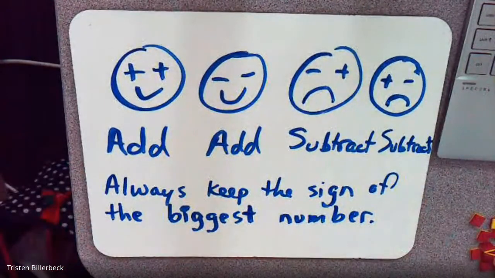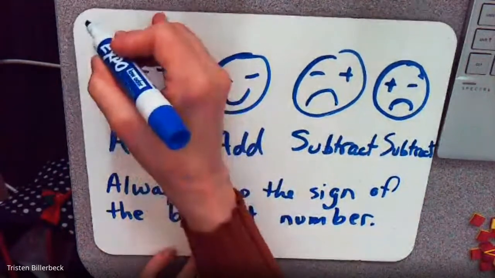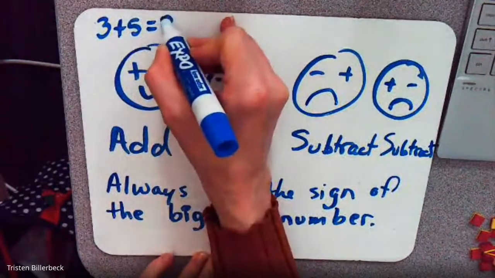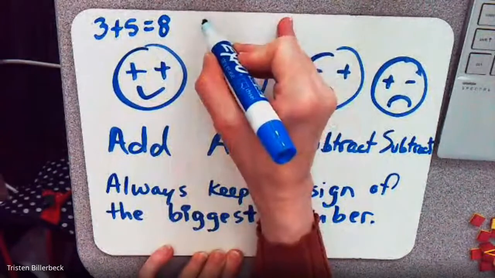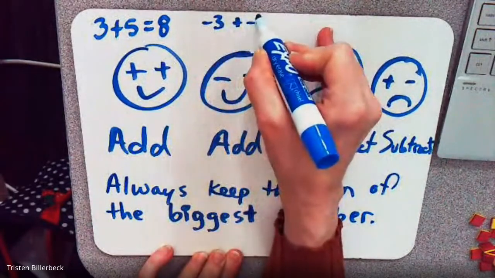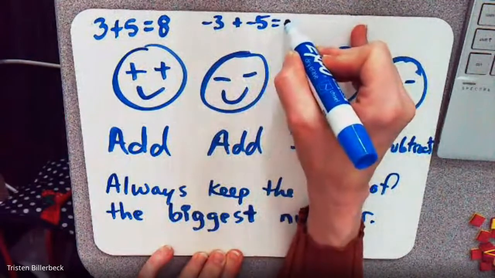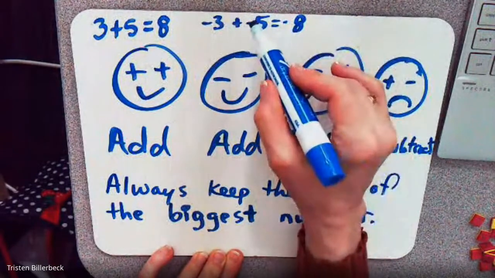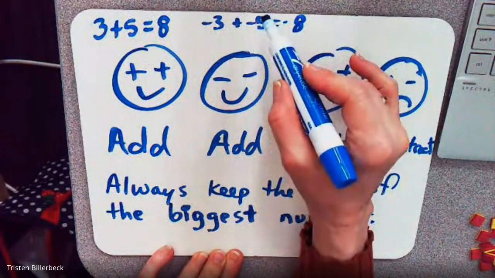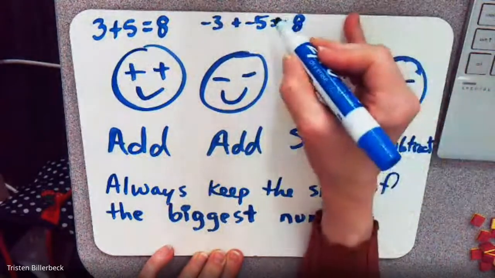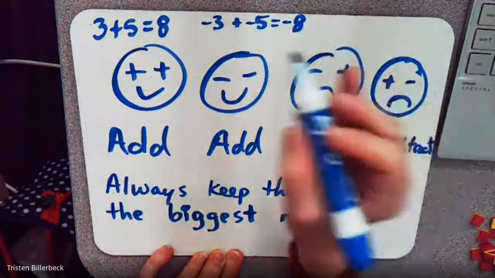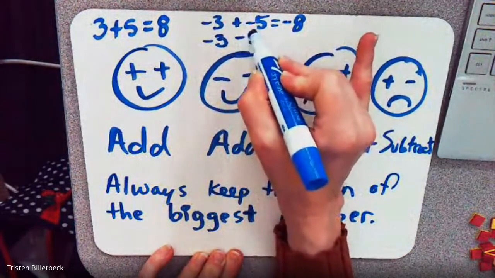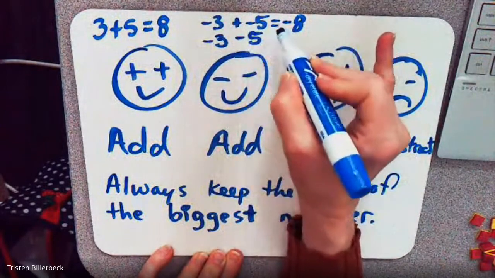So let's look at, well, what does that mean? So if this is 3 plus 5, of course we're just going to add it, and that's 8. But what if it's negative 3 plus negative 5? Well, we add it again. So that would be 8, but the bigger number of these, if we're not looking at the sign in front of the number and we just look at 5 and 3, then 5 is a bigger number, so it's negative. Now, if we had negative 3 minus 5, that's the same thing as a plus minus.